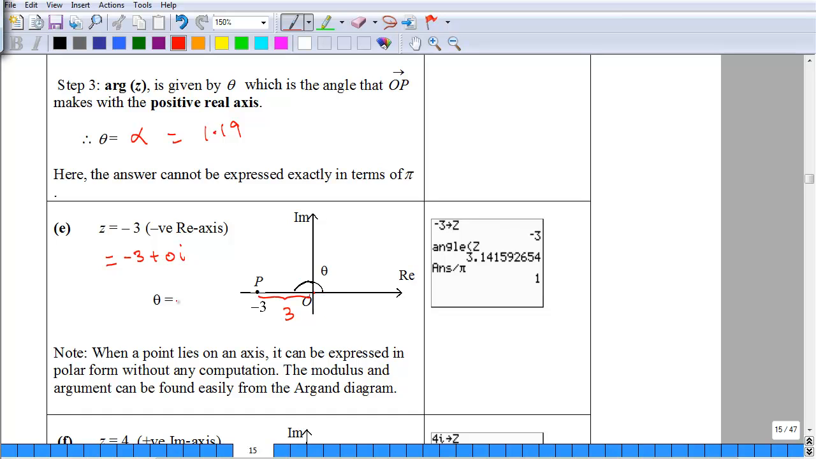Knowing that our argument must be between negative pi and pi, I must be careful to note that I should be measuring this way here. So I'll quote the argument as pi instead of quoting this way as negative pi, because we note that the principal argument doesn't include negative pi. That is why I will quote the argument as pi instead of negative pi.